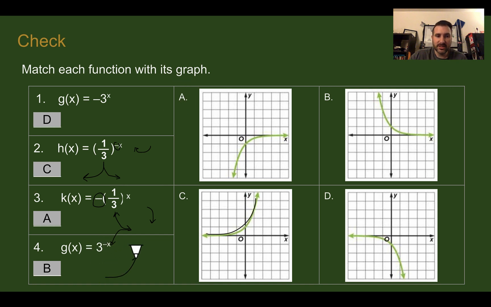Finally, 3 to the positive x looks like this normally. If it's being reflected with a negative in front of the x, it's going sideways, so it would look like that, which is B.